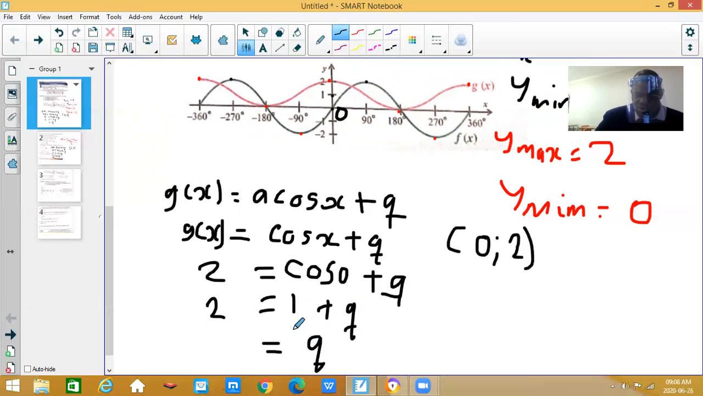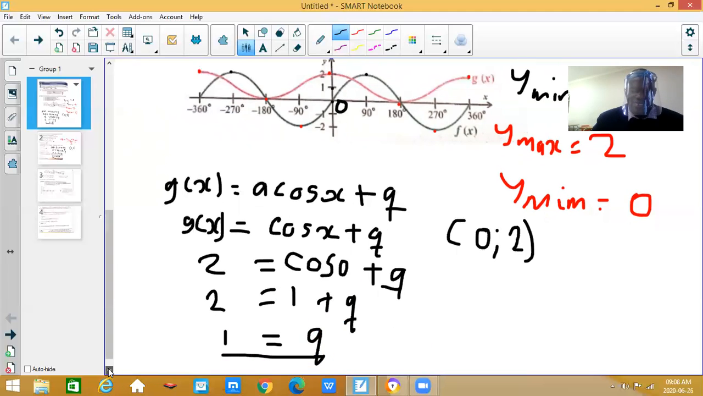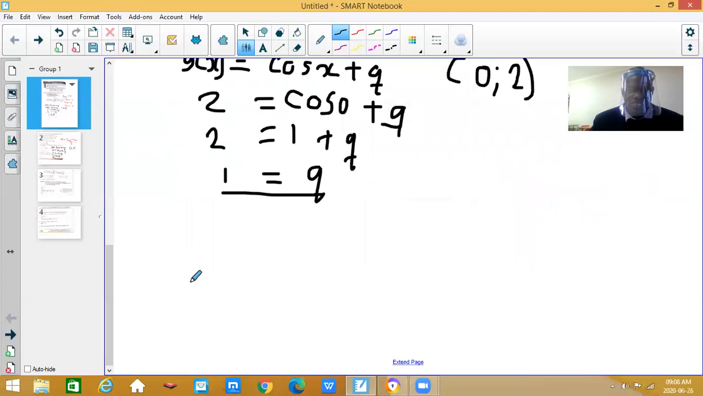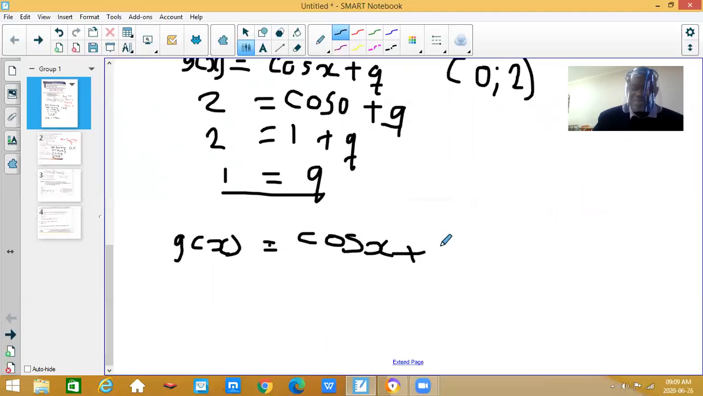So it will be 2 minus 1. So our value of q is 1, implying that when you substitute this 1 into that equation, it will give us g(x). This will be g(x) is equal to amplitude, which is 1, cosine x plus 1. This is cosine x plus 1.